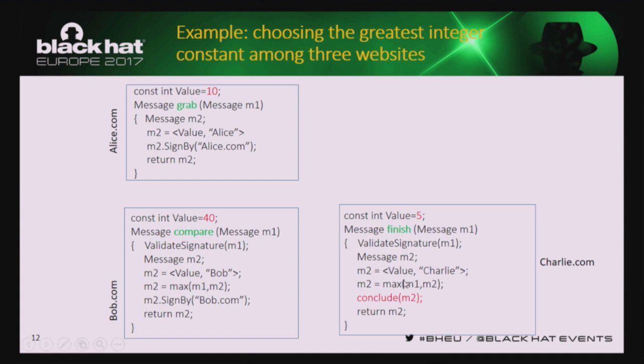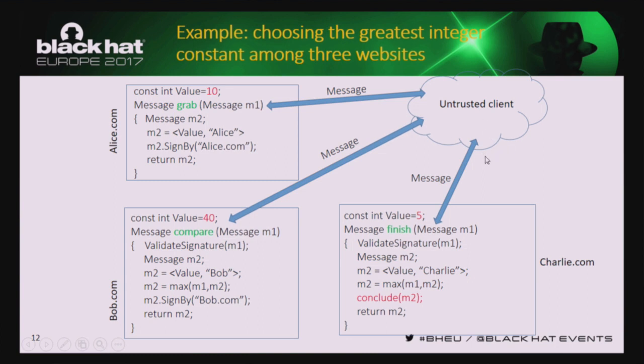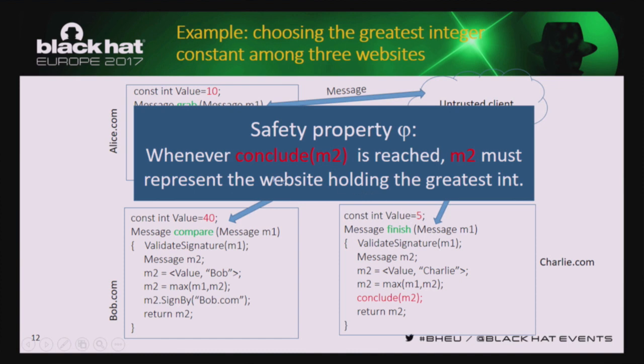Method finish is to compare Charlie's value with the value in the incoming message, and then pick the greater one in M2, and then call conclude M2. Now, as always, we assume the client to be completely untrusted, which can arbitrarily invoke these methods. Our safety property is that whenever conclude M2 is reached, M2 must represent the website holding the greatest integer. So essentially, what we are trying to do here is to choose the greatest integer constant among the three websites. That's the system we are building.